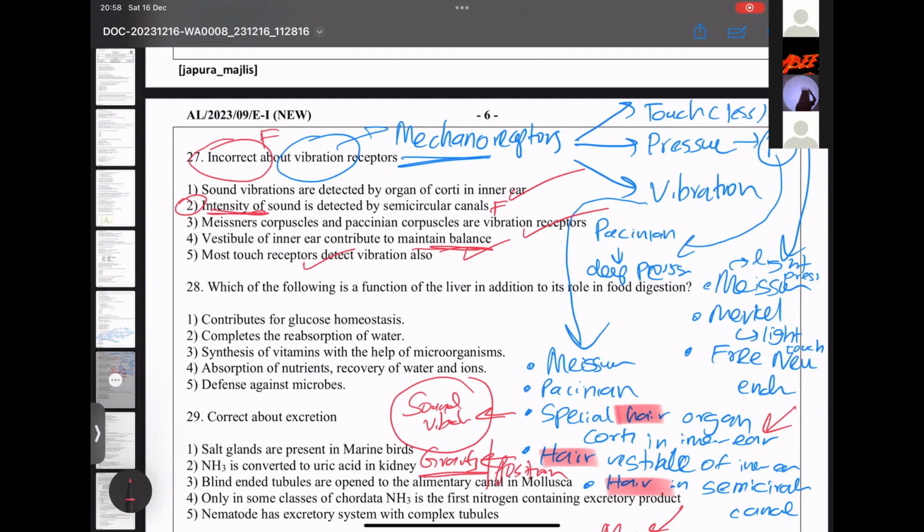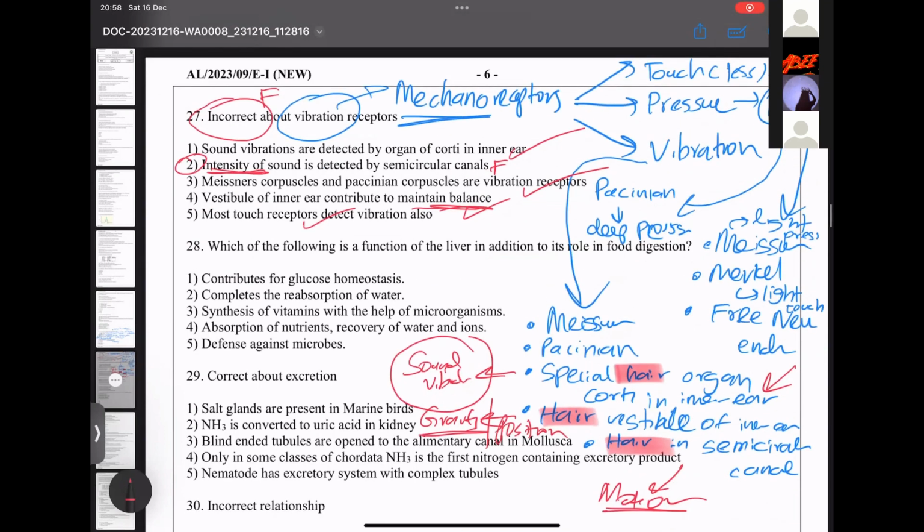Okay, moving on to the 28th question. Which of the following is a function of the liver in addition to its role in digestion?